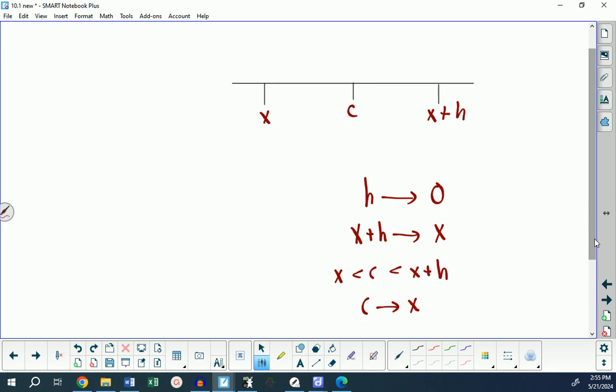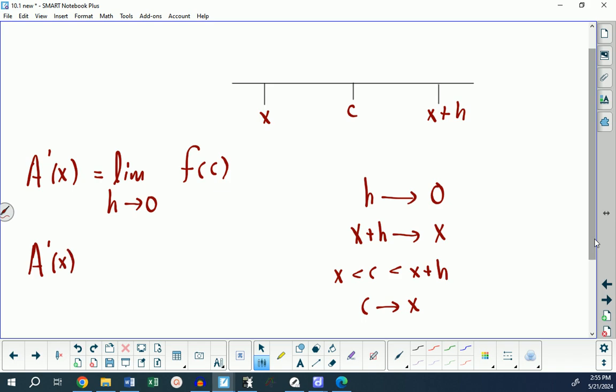What that means, everybody, is that when we have A prime of x is equal to the limit as h approaches 0 of f of c, we can rewrite that as that. Saying h approaches 0 in this context is the same as saying that c approaches x.